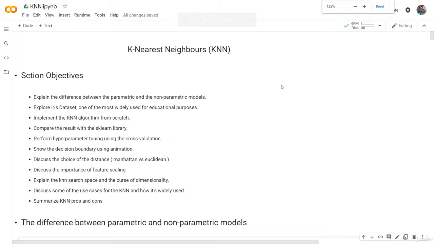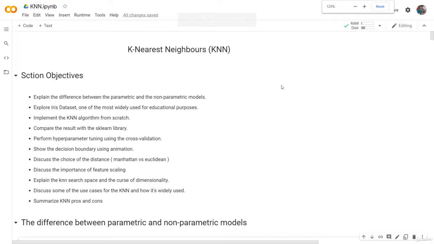And by the end of the section, we are going to have our own project and we are going to predict the medical insurance cost using K nearest neighbor, or KNN for short. So let's first start by discussing the section objectives.